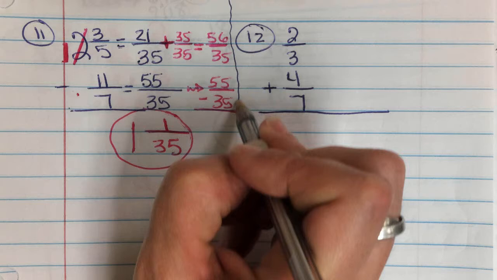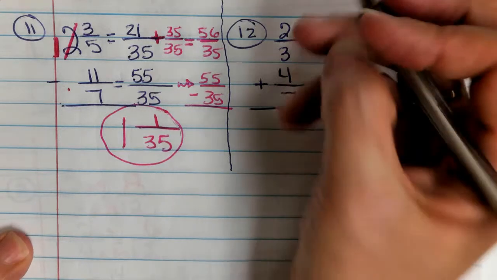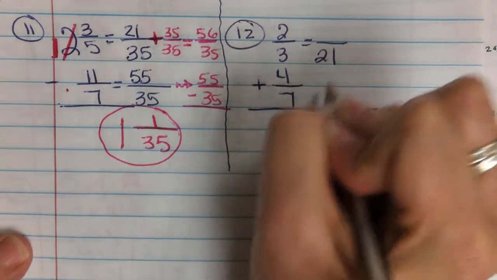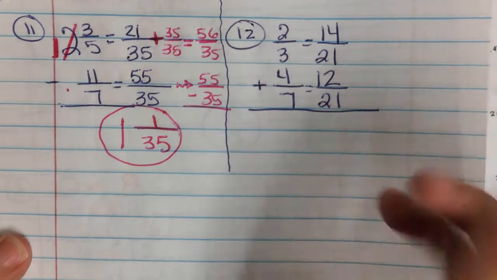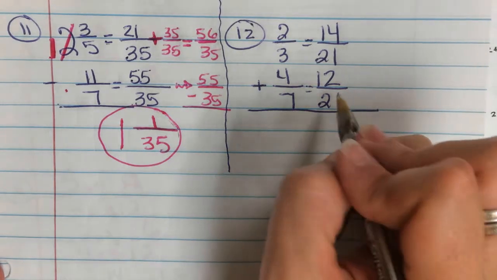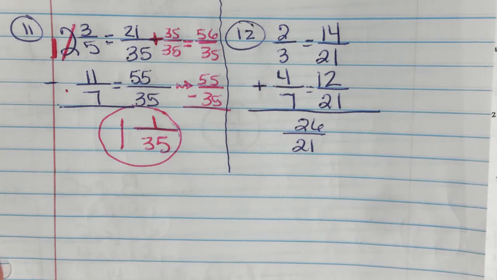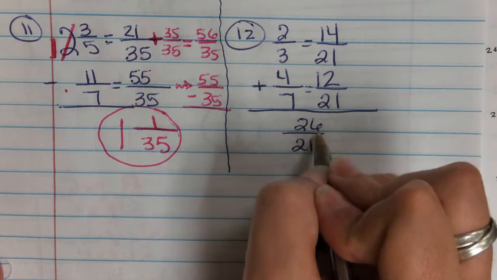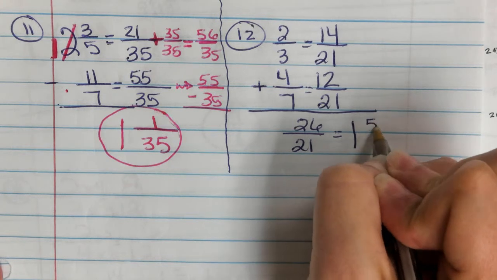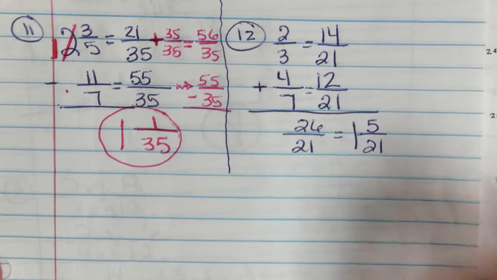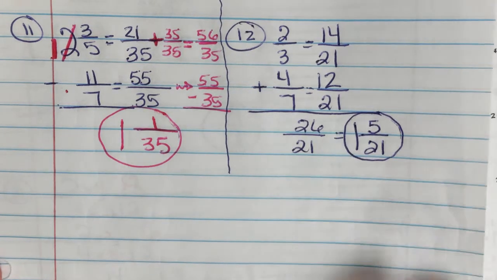Okay, let's try number 12 now. 7 and 3, what would be my common denominator? 21. Okay, this one is adding, so I'm adding 14 and 12. 26 over 21. Top number's bigger, so I got to divide it out. 21 goes into 26 one time. There are 5 left over out of 21. Okay, final answer because it doesn't simplify.